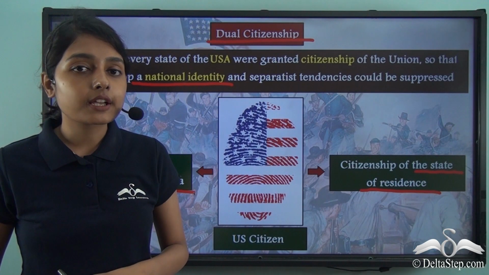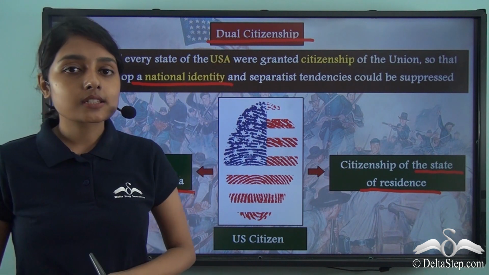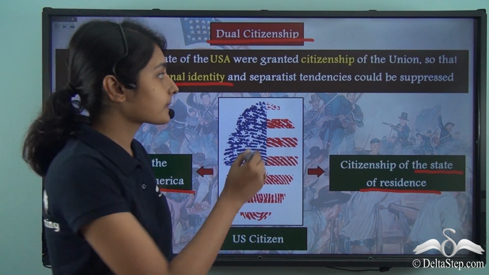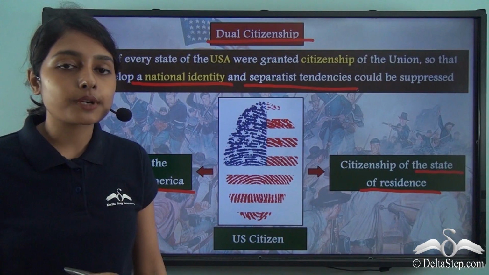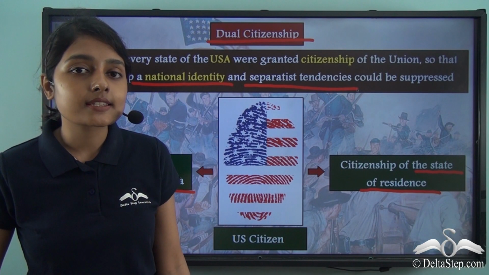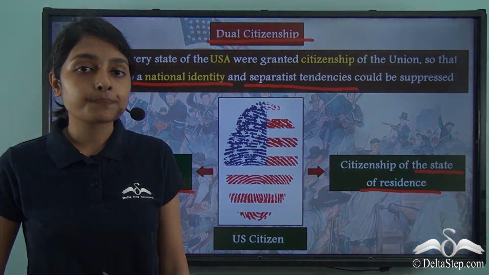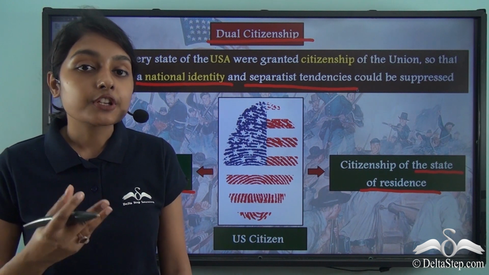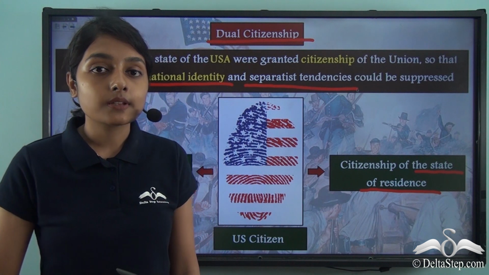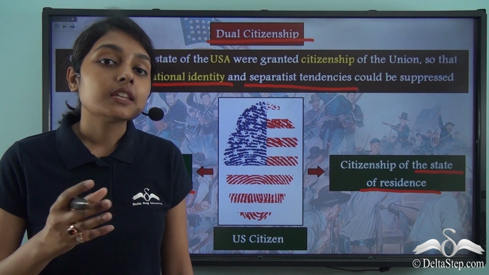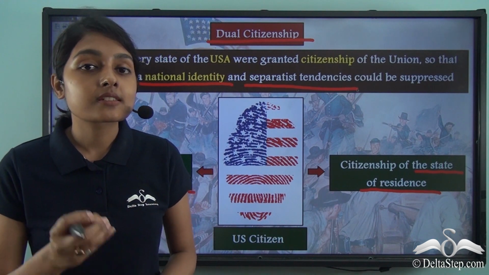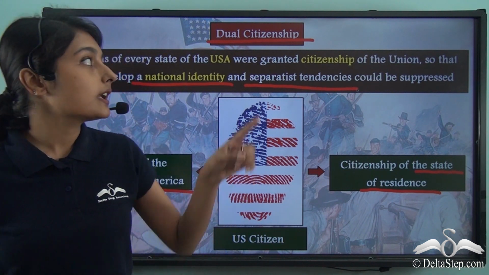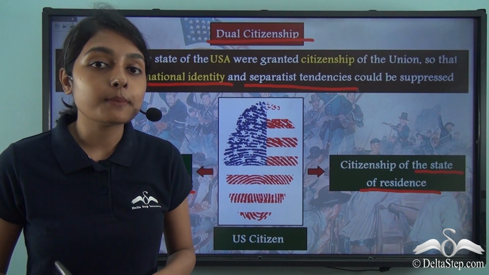Now why did the people of America come up with this idea of a dual citizenship? This is because the people thought that by introducing dual citizenship, separatist tendencies could be suppressed. Now what role did separatist tendencies play in the outbreak of the American Civil War? Previously, the people living in the southern states shared separatist sentiments, which is why they waged war against the nation. But now, if they belong to the nation, they would no longer harbor separatist sentiments, which is why this idea of dual citizenship was implemented.